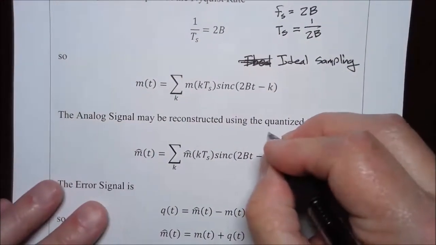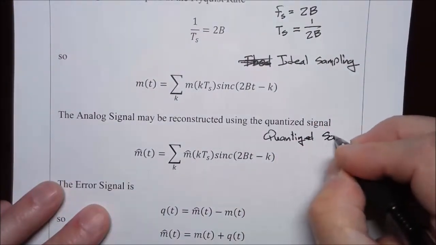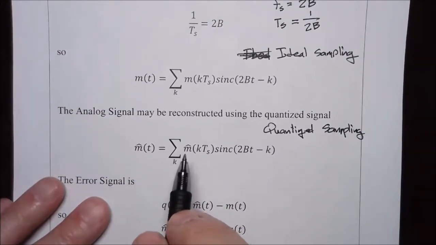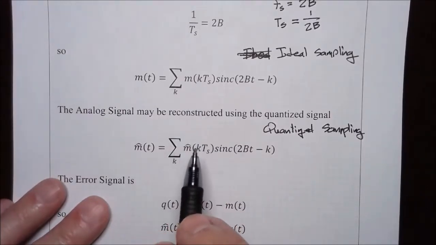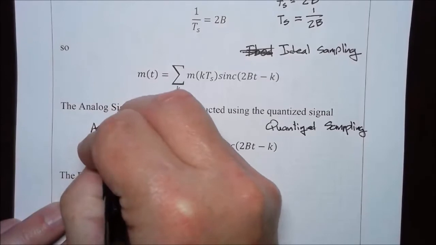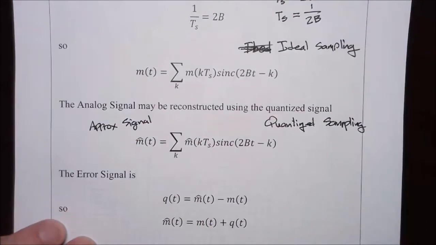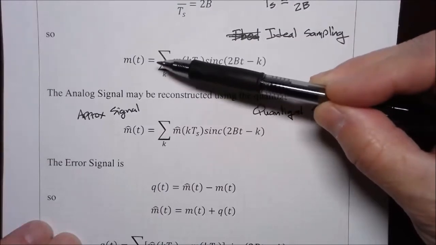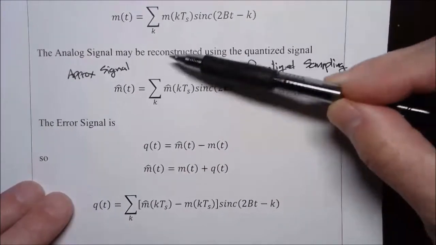With quantized sampling, the signal is reconstructed using the quantized samples. These are not the ideal samples. These have been rounded off to the nearest standard value, and that will result in an approximate signal, m with a hat above it. So there is an error between the ideal reconstructed signal and the approximate reconstructed signal. That error signal is simply the difference between the two.